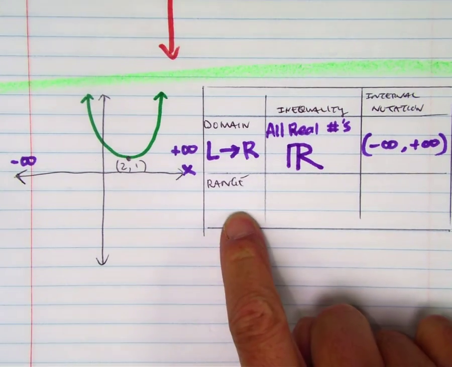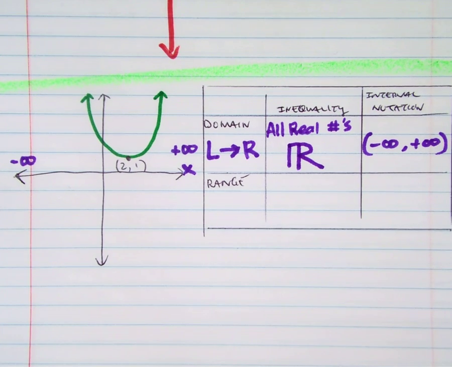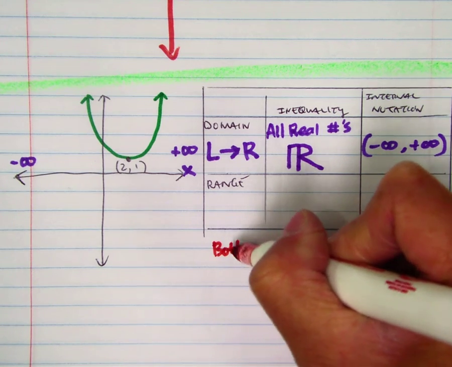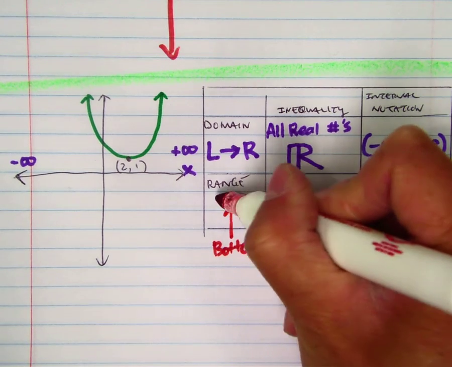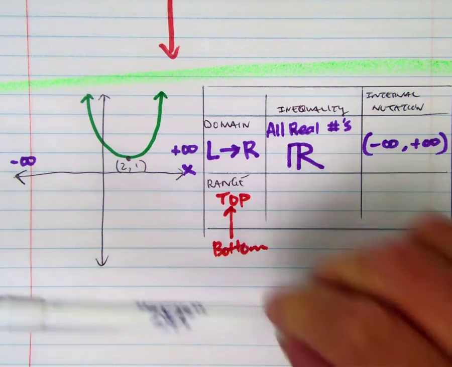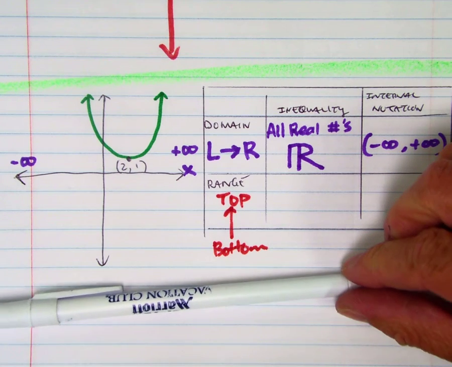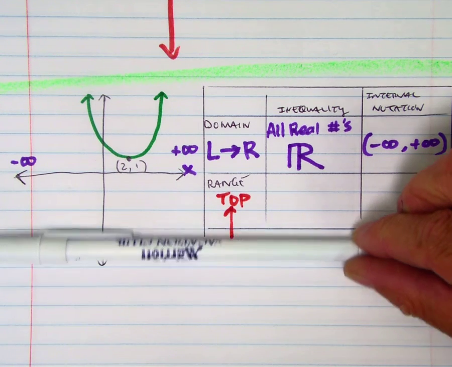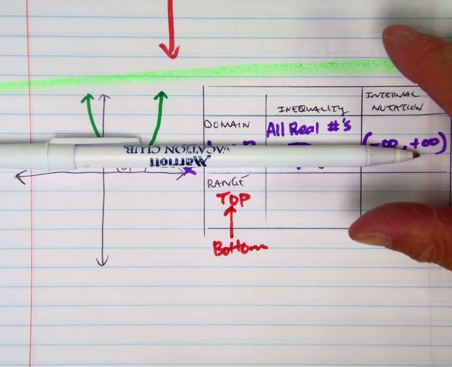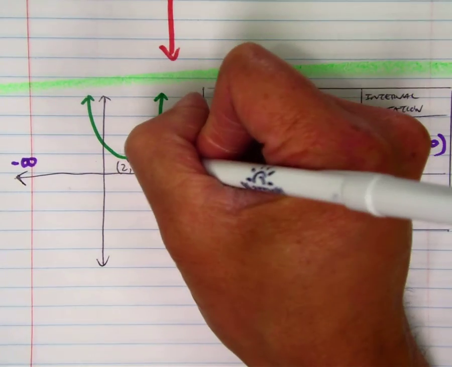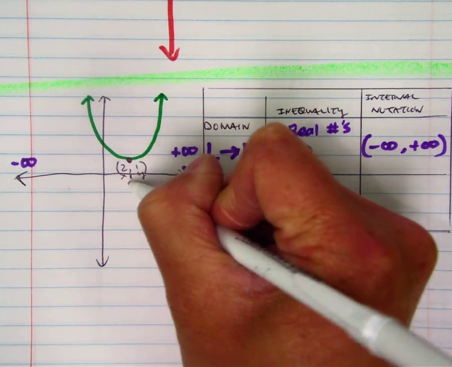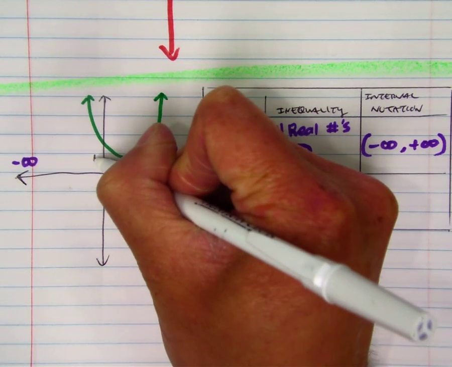All right, let's do the range. The range goes in which direction? Bottom to top. And so I'm going to start my pen at the bottom. And as I move my pen up, I'm going to stop at the first time I touch the graph, right here at that ordered pair, 2, 1. This ordered pair is a closed circle. It has an x value, that's 2, and a y value, that's 1.